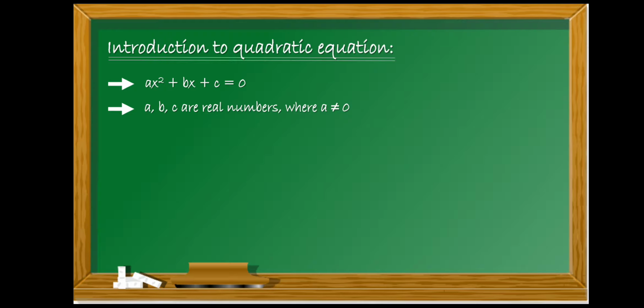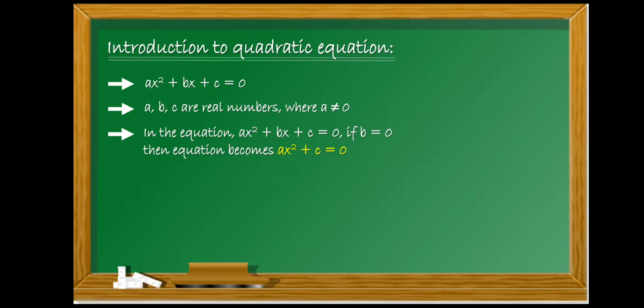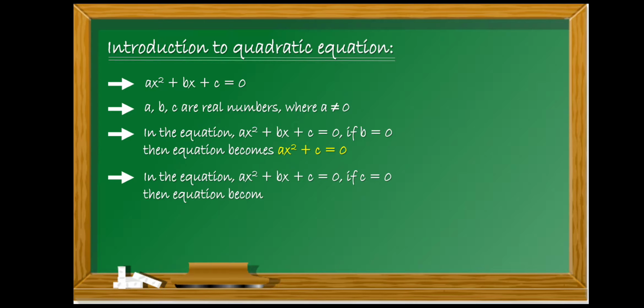Here a, b and c are real numbers where a cannot be equal to 0, but b and c can be equal to 0. So let us see. In the equation ax square plus bx plus c equal to 0, if b is equal to 0, then the equation becomes ax square plus c equal to 0. If b is 0, then the whole term bx will become 0. Similarly, if c is equal to 0, then the equation becomes ax square plus bx equal to 0. Here the constant term is not printed.